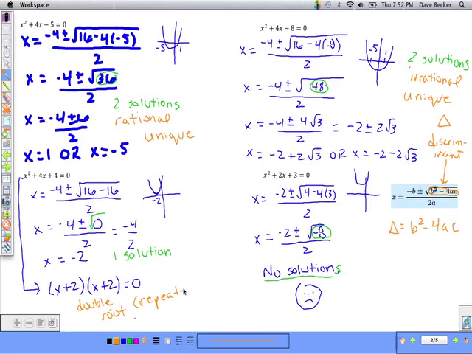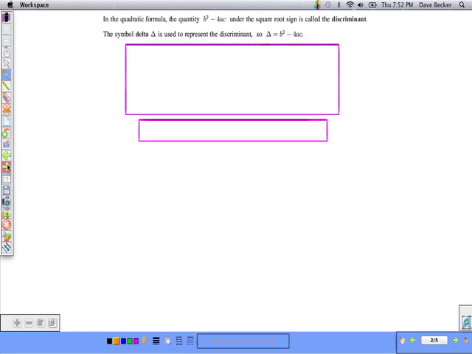Different folks, different books do different things. Okay, and then no solutions, obviously there's nothing there, can't take the square root of a negative number. Okay, so this is all messy, and the next page we have a nice little chart here, and well, first we have this sentence here. In the quadratic formula, the quantity b squared minus 4ac under the square root is called the discriminant.